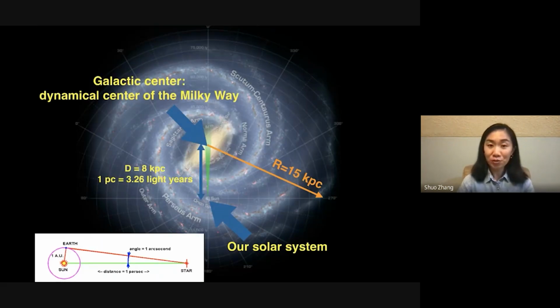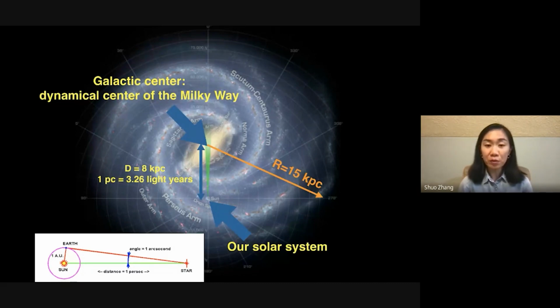Now, first, I want to show you the spatial scale that we are talking about, and what we mean by the center of the galaxy, where it is with respect to the location of our solar system. What you are looking at right now is a top-down view of our Milky Way galaxy, which is a spiral galaxy.